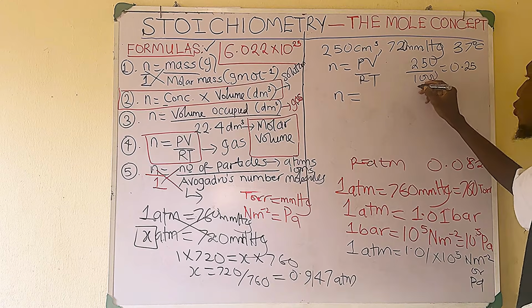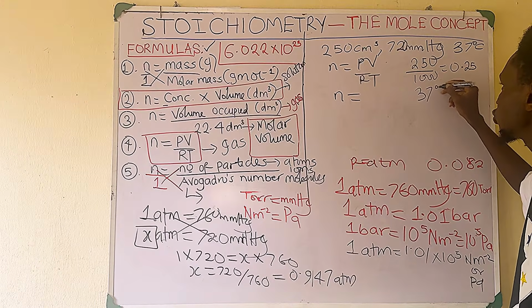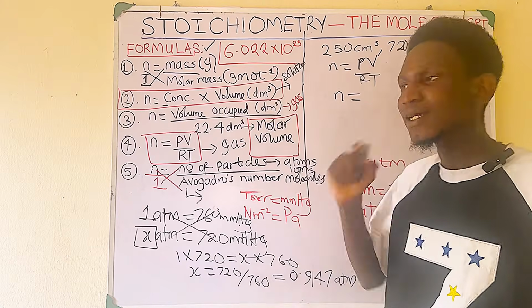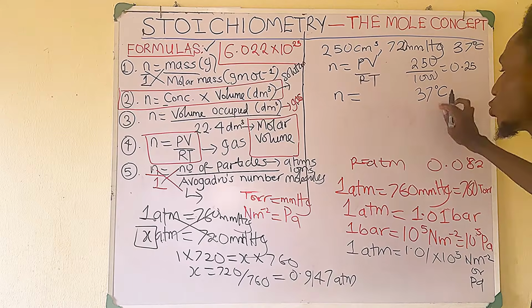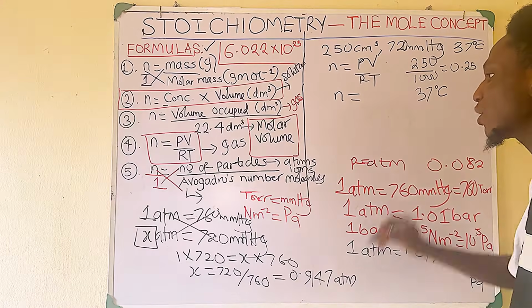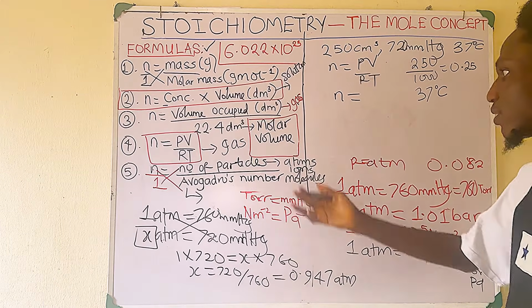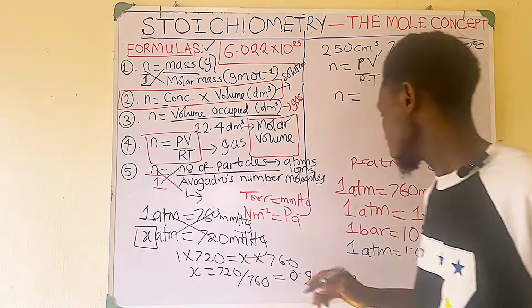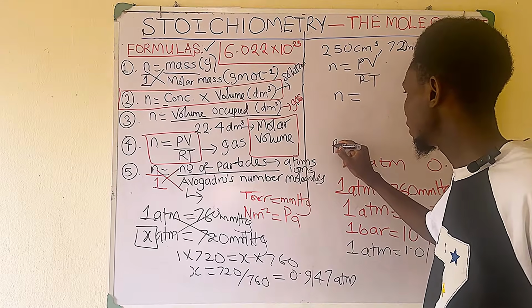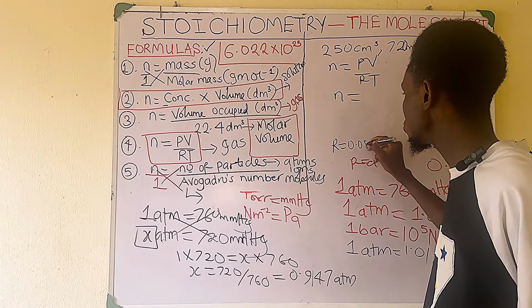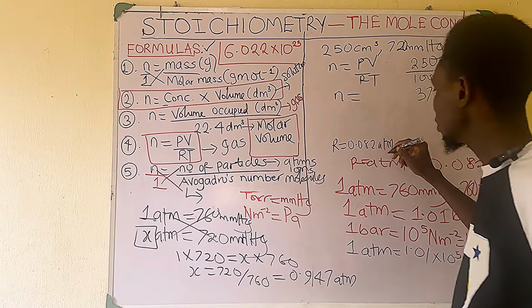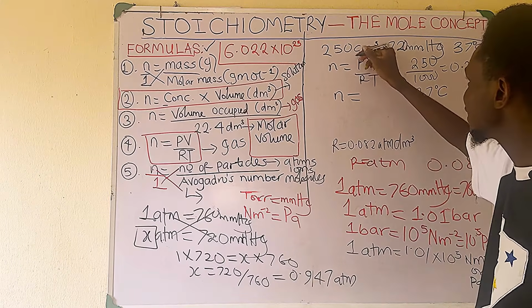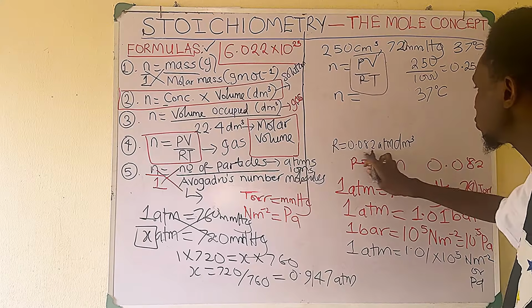Now, how do I convert? Where is my degree in Celsius? If you are good with chemistry, you're going to know that even in physics, you have to convert the Celsius to Kelvin at all times. Remember that our formula for the gas constant, let me write it out again. 0.082 atmosphere, then we have dm cube. So it means that all the different things here must have this unit.